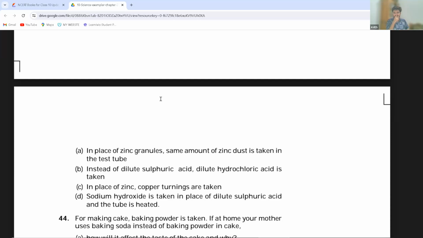Sir, hydrogen gas will be produced, but the rate of production will increase because there is more surface area. Yes, we discussed this question in the previous class. Okay, so let's move to the next part of today's topic.